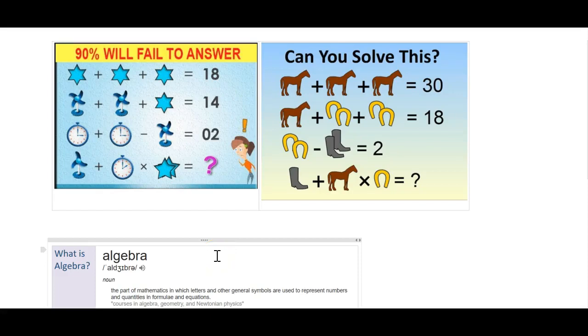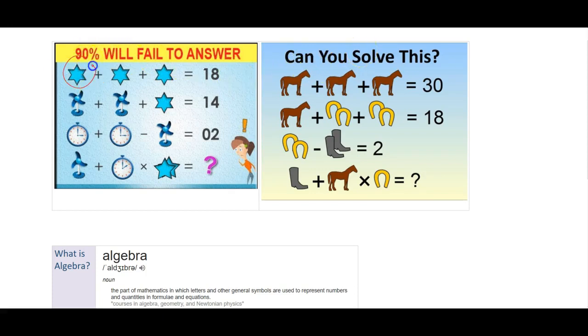This video is going to be an introduction to algebra, so an introduction to our new unit. I want to start off with a question, and I'm assuming we get a lot of these. I get a lot of these on my Facebook or social media. They basically say things like "90% will fail to answer" or "Can you solve this?"